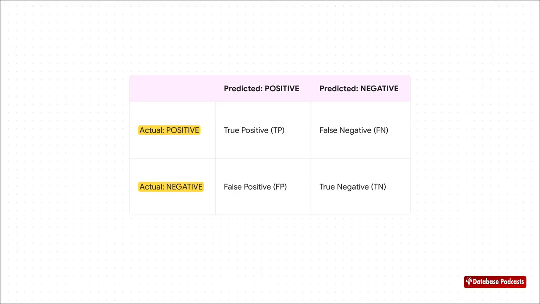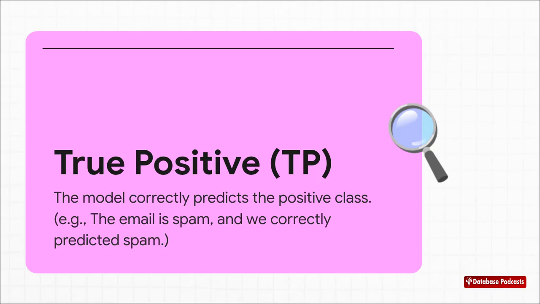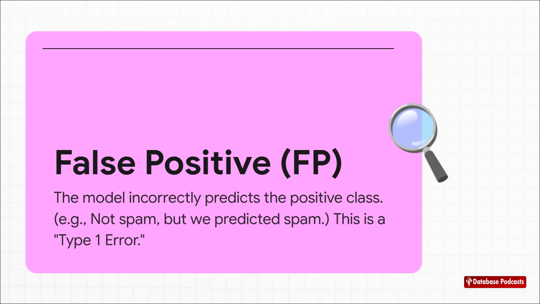Now I know, it looks a little complicated, but trust me, it's actually super simple. It's just a way to organize the 4 things that can happen when your model makes a prediction. Let's break it down. First up, a true positive. This is a win. The email really was spam, and our model correctly flagged it as spam. Perfect. A bullseye.